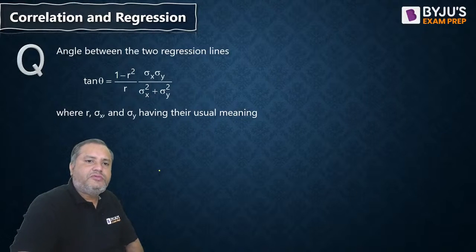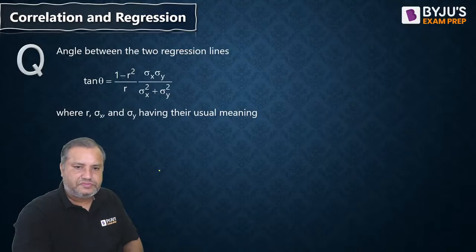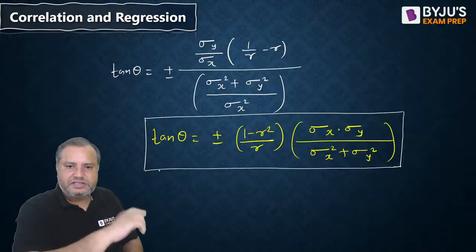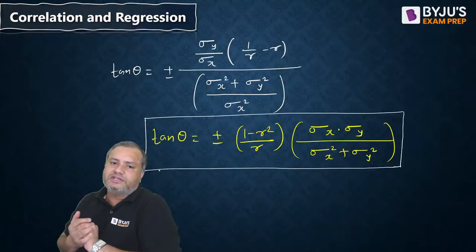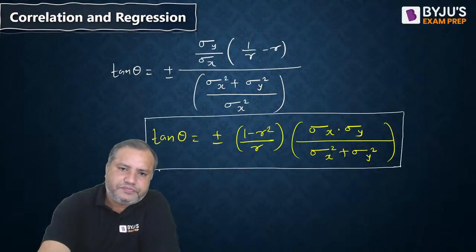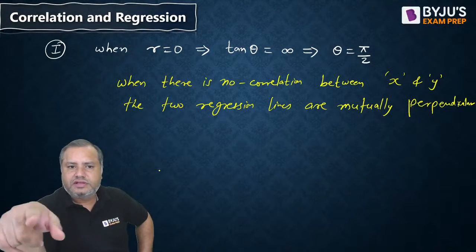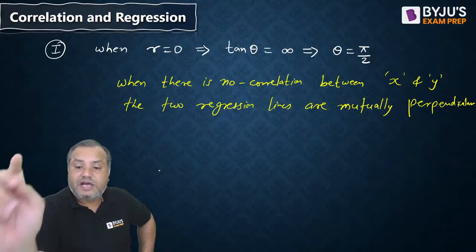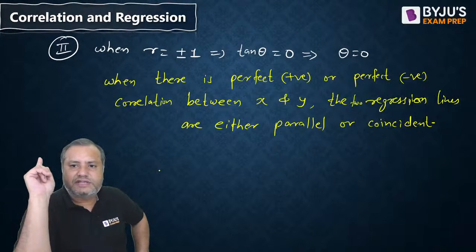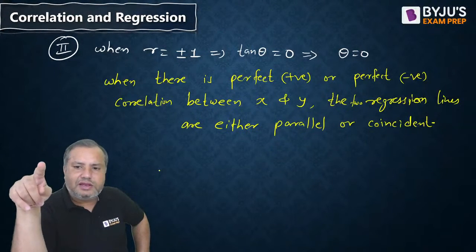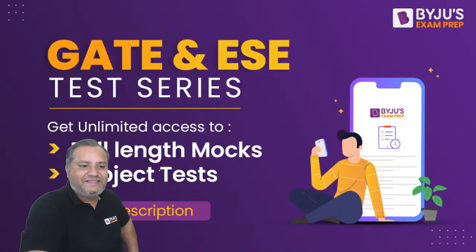Then we have derived the formula for the angle between two regression lines. This is the formula. We have seen that this angle between regression lines has a strong relationship with the coefficient of correlation r. So we have considered two different cases. When there is no correlation, the two lines are mutually perpendicular. When there is perfect positive or perfect negative correlation between x and y, the two lines are either parallel or coincident.